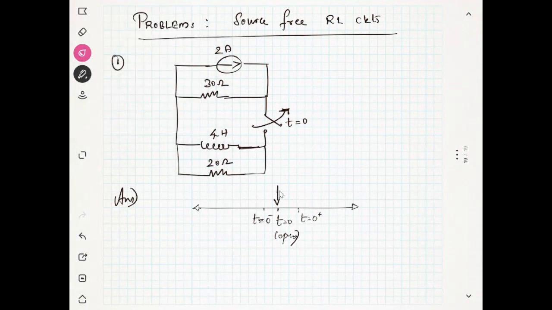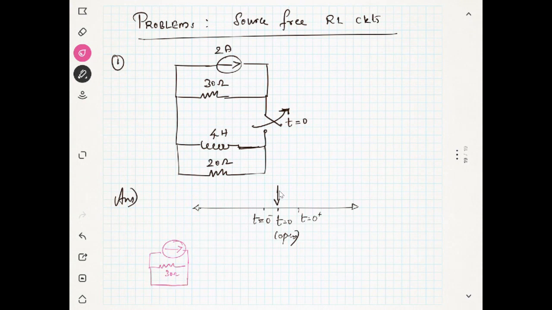So the inductor is short-circuited, right? The inductor becomes a short circuit. Do you agree with me in this regard? Yes, sir. So the 30 ohm you have here, this is a short circuit.